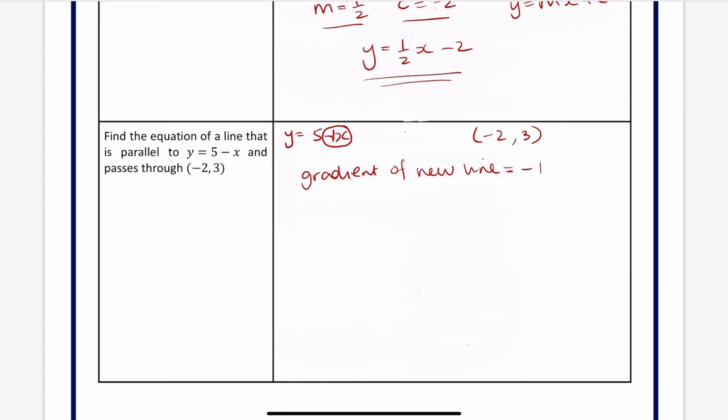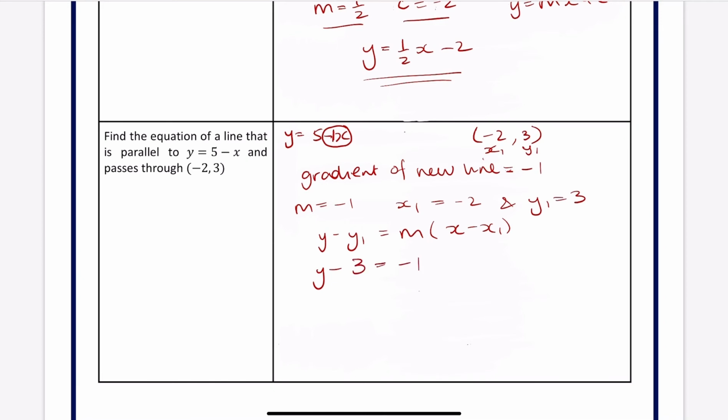Now we have our gradient as -1, and we have a point which I'm going to name x1, y1. So x1 equals -2 and y1 equals 3. Now we have a point and a gradient, so we can use the point-gradient form of y minus y1 equals m outside of x minus x1. Once we've substituted it all in, we can find the new equation. So y minus 3 equals -1 outside of x minus -2.